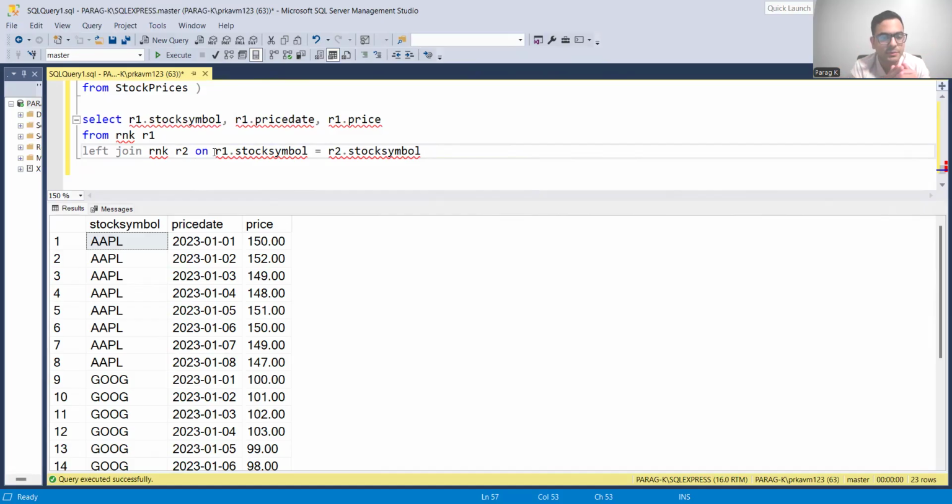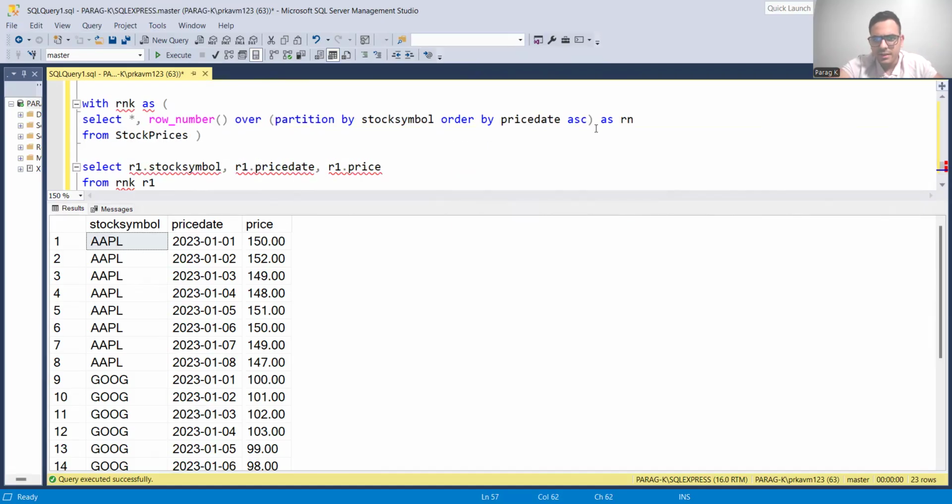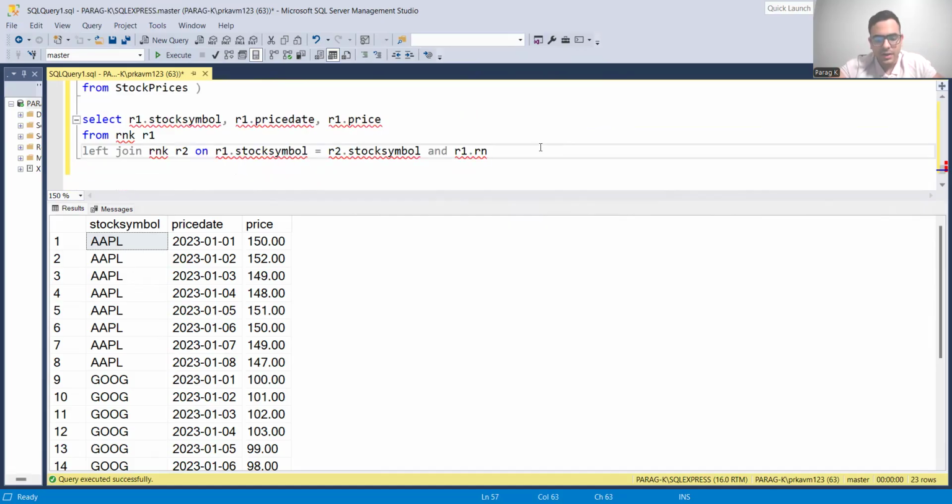Now we're joining it on the same thing, but how do we make a differentiation and do a comparison? Because we want 152 to something like that to happen, right? So I'm going to do something like this, and observe it clearly. R1 dot rn. Is it rn? Let me check. Yeah, R1 dot rn is equal to R1 dot rn plus 1. Let's see if this works.